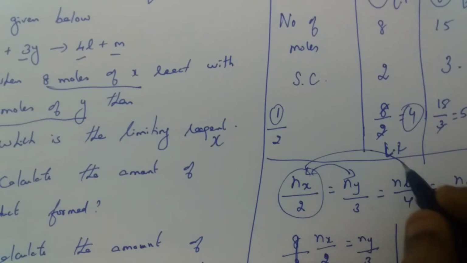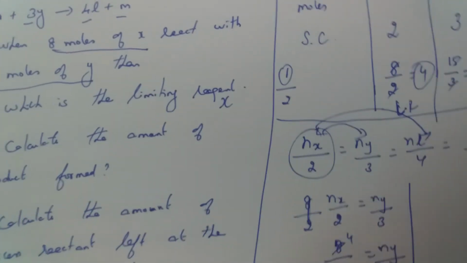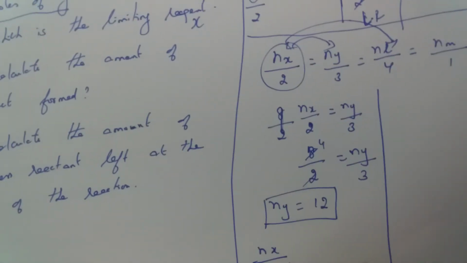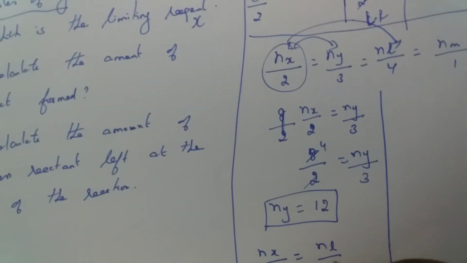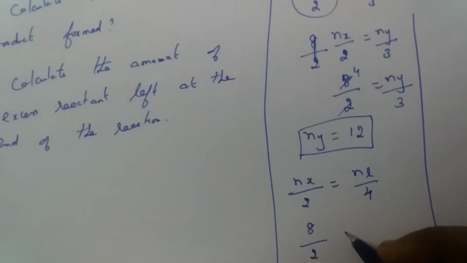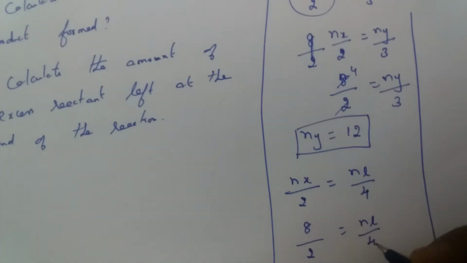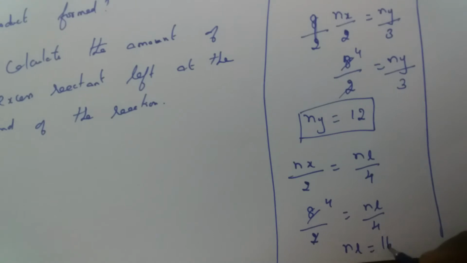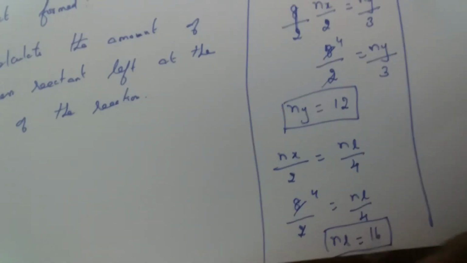Similarly, you have to correlate these two. Nx by 2 is equal to Nl by 4. The number of moles of X is 8. Therefore, 8 by 2 is equal to Nl by 4. Therefore, 4 into 4, Nl is equal to 16. The Nl value is 16.